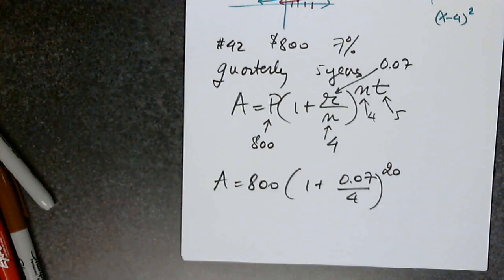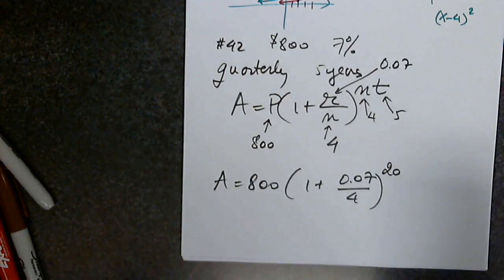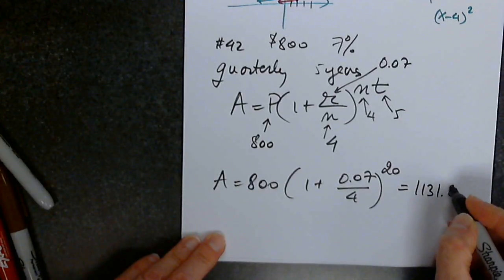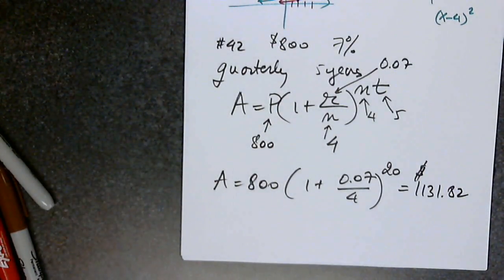So 800, and the number of times the interest is compounded per year. Quarterly, there are 4 quarters. So N equals 4. Is that okay? So 1 plus 0.07 divided by 4, close the parenthesis, caret, I always like parentheses, 20. And we get 1131.82. 1131.82. Okay.